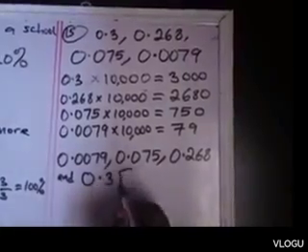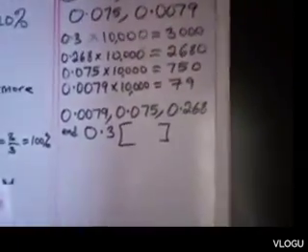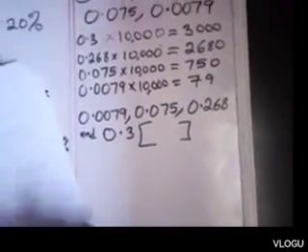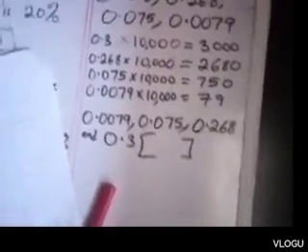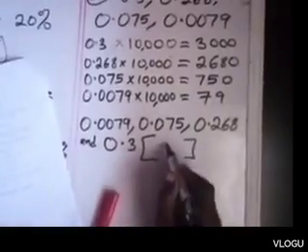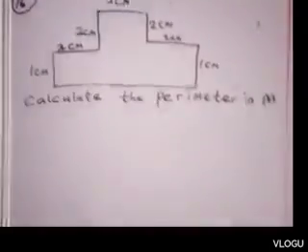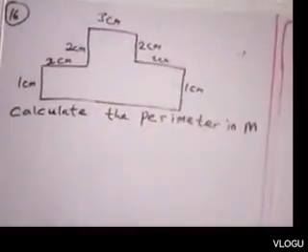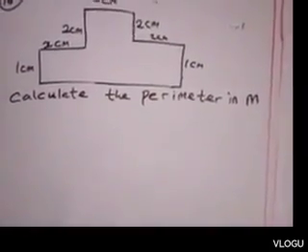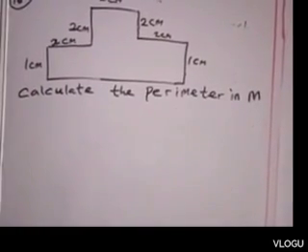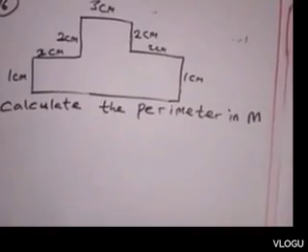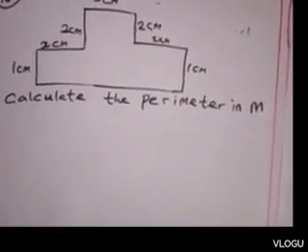0.3. And if I look at the question here, question 15, that is option A. Okay, we have to calculate the perimeter of this shape in meters. This is a compound shape. We have to calculate the perimeter.